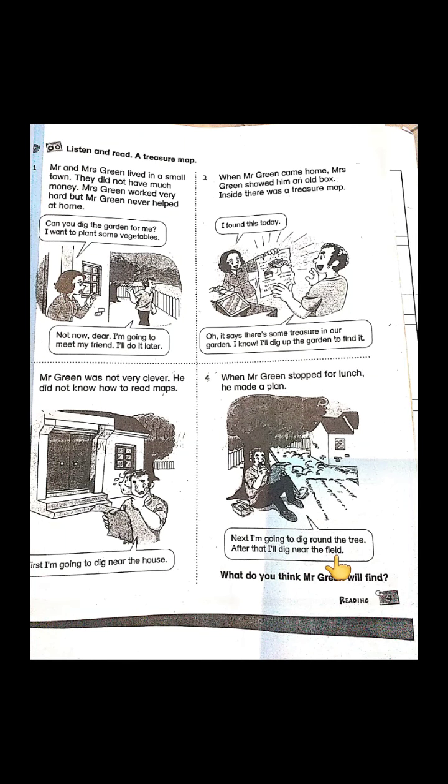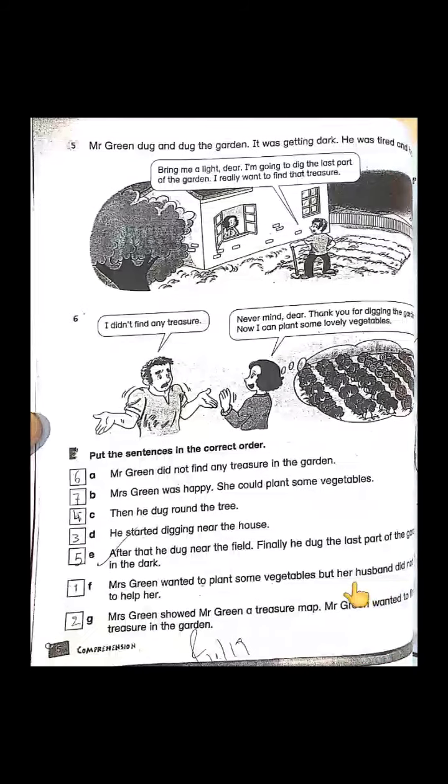You see how he is managing to dig up all the field. What do you think Mr. Green will find? What do you think? Do you have any idea so far? Okay, we will disclose it at the last of our lesson.